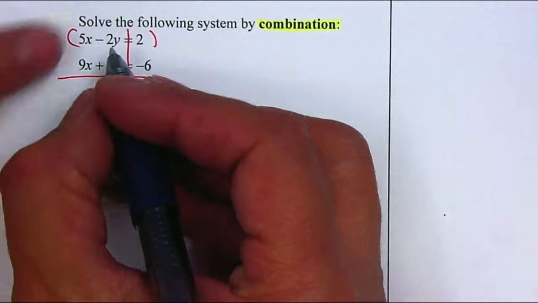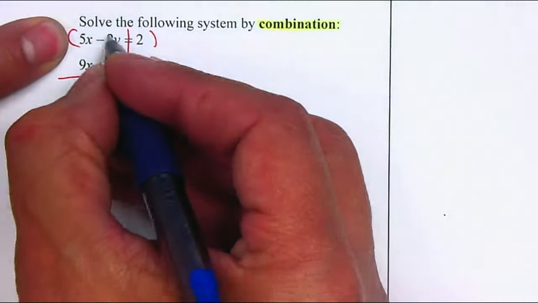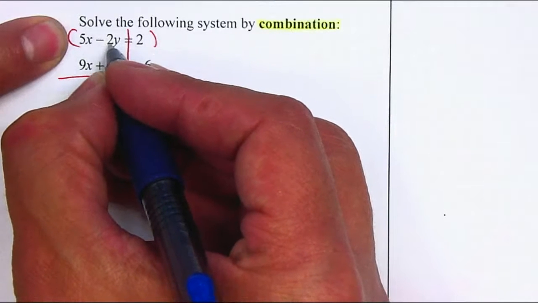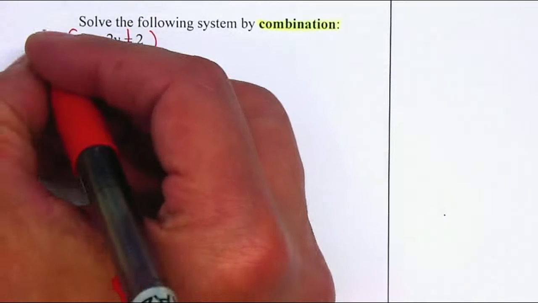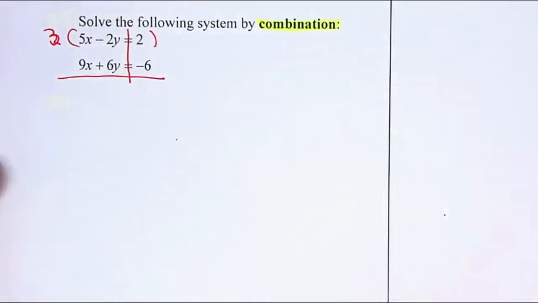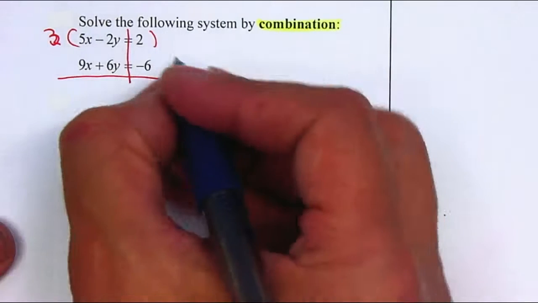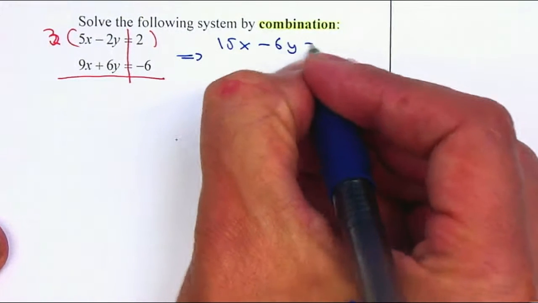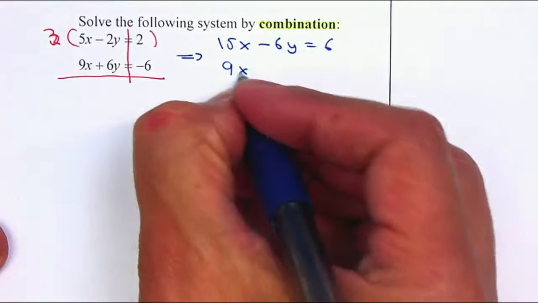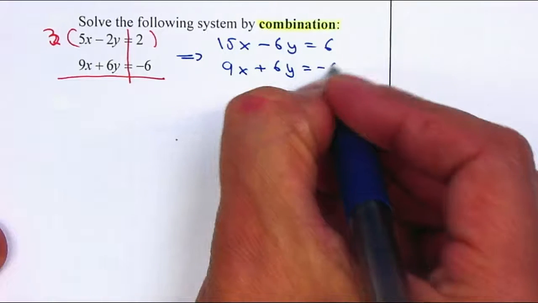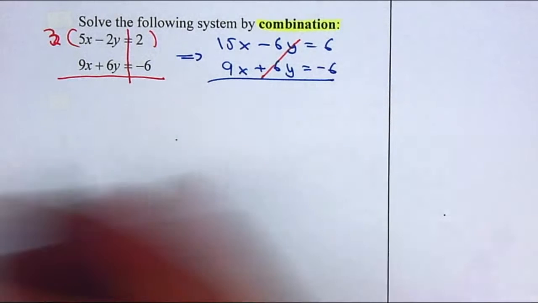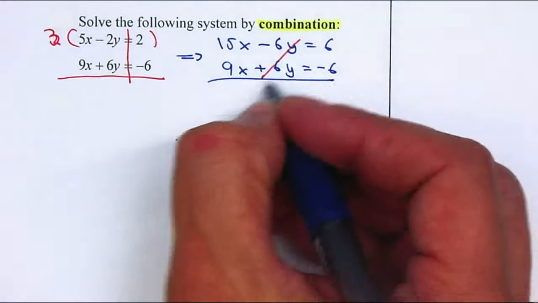I need to cancel the y's, so I want to make them the same number but different signs. I want to make this a -6, so I'm going to multiply by, not by 2, but by 3. I'm going to multiply each of the numbers by 3. So we have 15x minus 6y is equal to 6. The bottom equation stays the same. My y's cancel because they have the same number, different signs. That will give you 0y, or they cancel out.